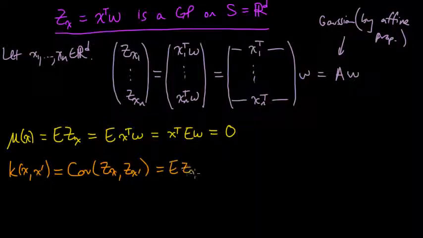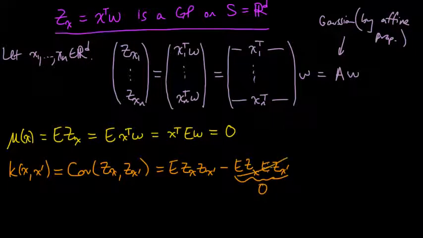And the covariance of this we can write as the expected value of zx prime minus the product of the expected values. And from above, we know that each of these expected values is 0, so that term goes away. And now we need to figure out what this is. So let's plug in what these random variables are.